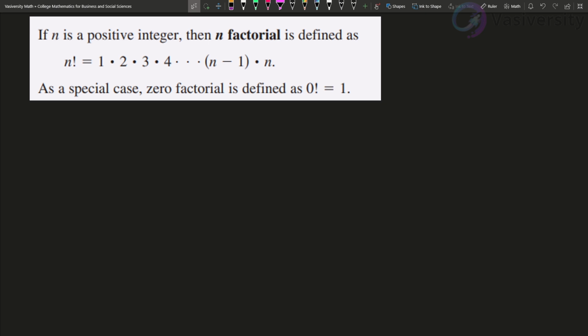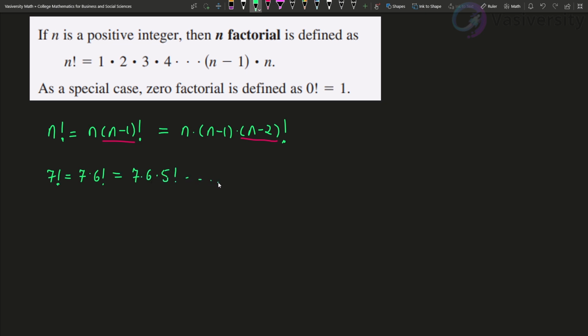But it has some interesting properties. So n factorial is equal to n times n minus 1 factorial. Remember, you can also write it as n times n minus 1 times n minus 2 factorial, and that factorial applies only to the last term, right? And that makes sense because 7 factorial we can write as 7 times 6 factorial, because by definition it's just multiplication, and that's the same thing as 7 times 6 times 5 factorial. And then we can continue until we get 7 times 6 times 5 times 4 times 3 times 2 times 1. That's one of the very important properties of the factorial.